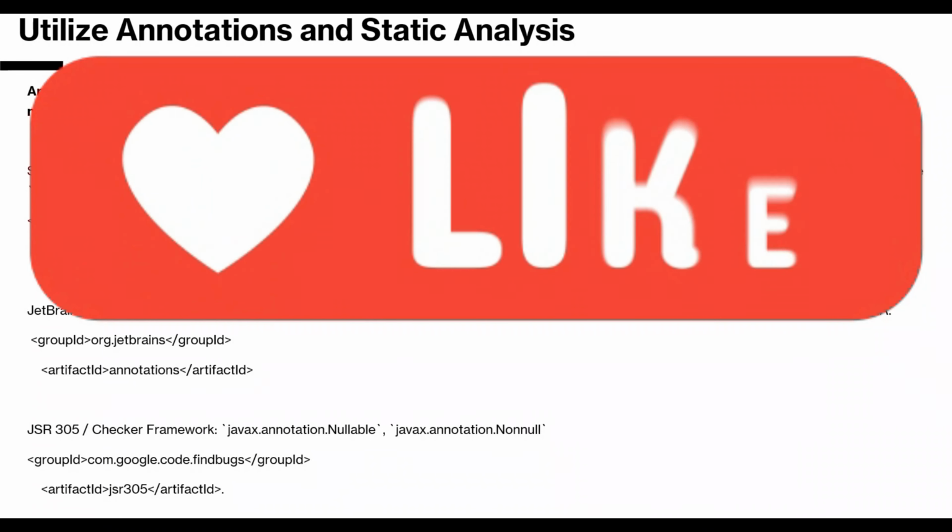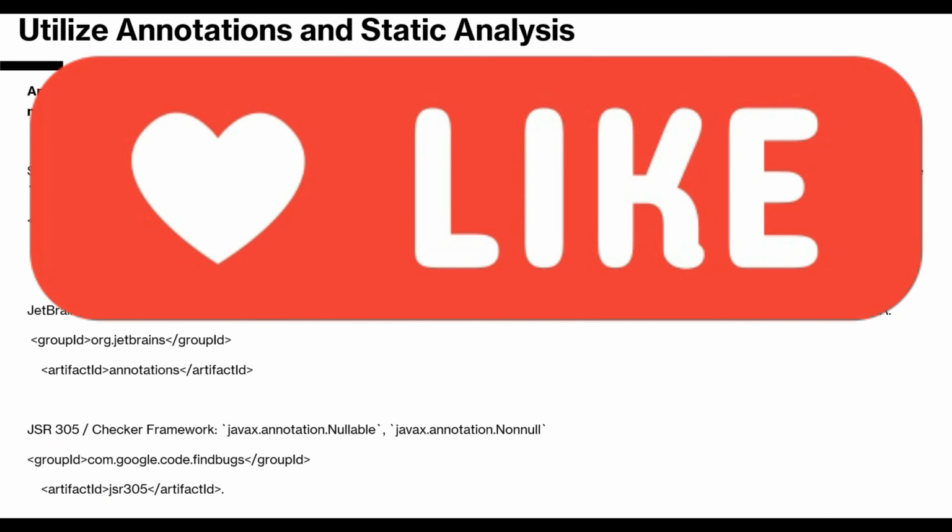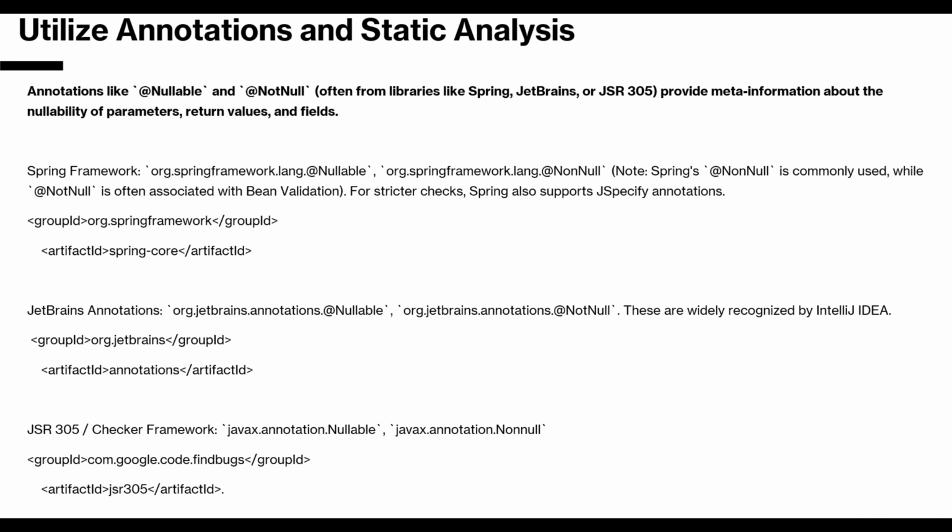So at the end we are going to look into the annotations and the static analysis. We can make use of @Nullable and @NotNull, which are provided by libraries like Spring, JetBrains or JSR, which are used as meta information about nullability for parameters, return values or other fields. Spring provides you @NonNull, @Nullable, and this can be commonly used, and we can actually use it in bean validation.